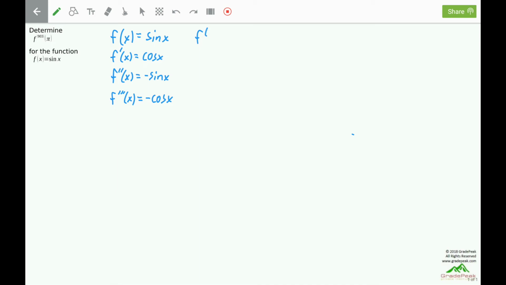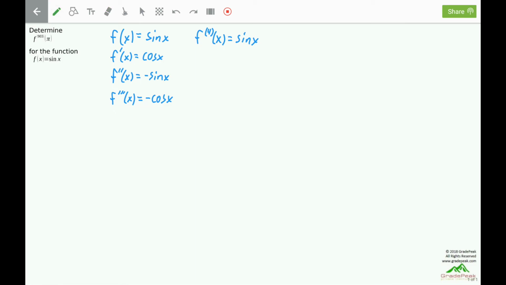The fourth derivative, the derivative of the third derivative, is the derivative of negative cos x. The derivative of cos x is negative sin x, and that negative comes along with it, so we end up with a positive sin x, and therefore it starts that cycle over again.